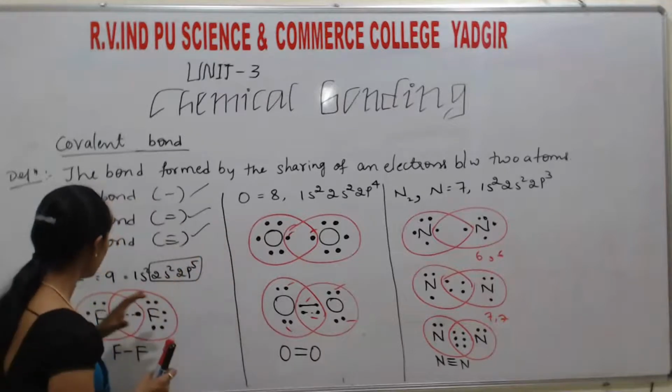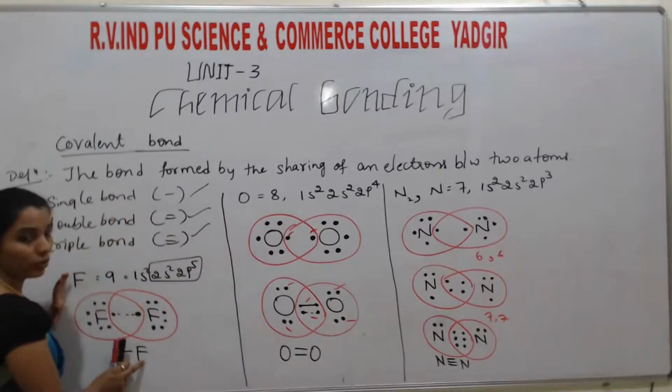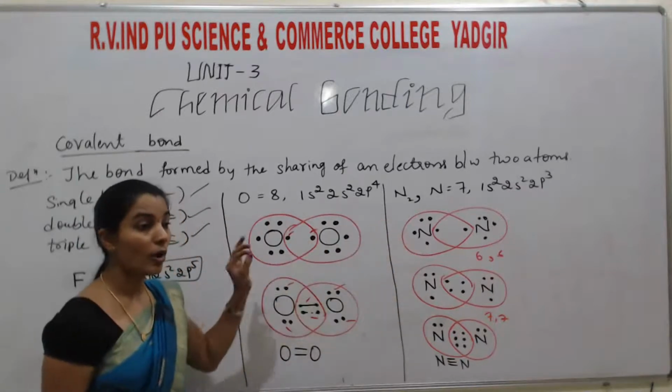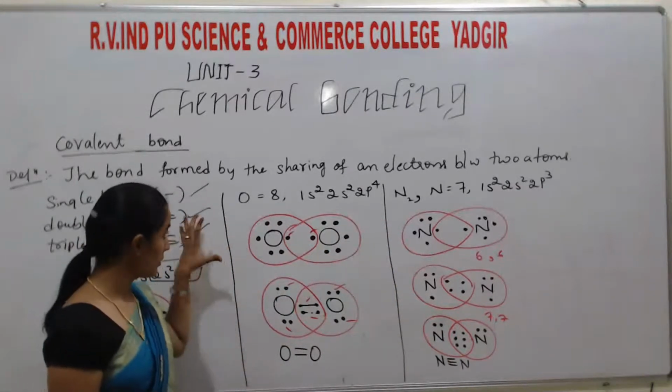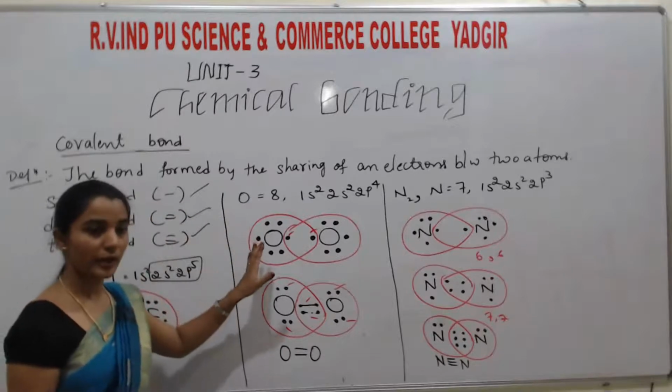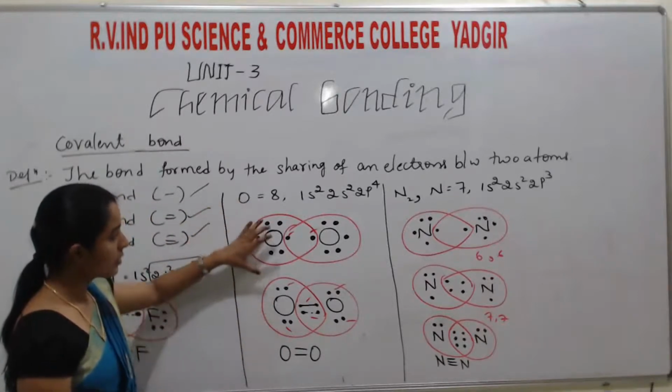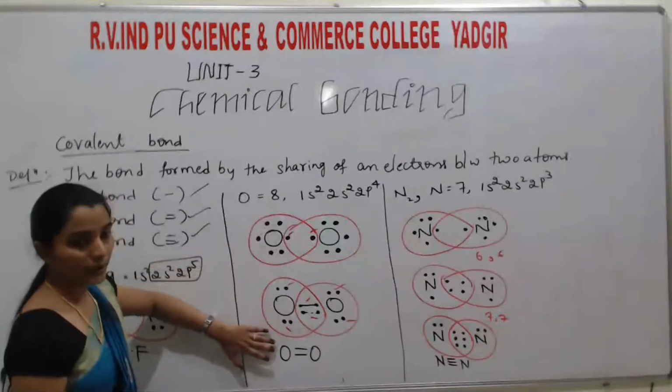Why do I consider only the homoatomic? Both are fluorine here, both are oxygen here, both are nitrogen here. They are homoatomic. Understood? So in this covalent bond, polar and non-polar types are there. How this non-polar and polar classifies, I will explain next. So listen, this is the way.